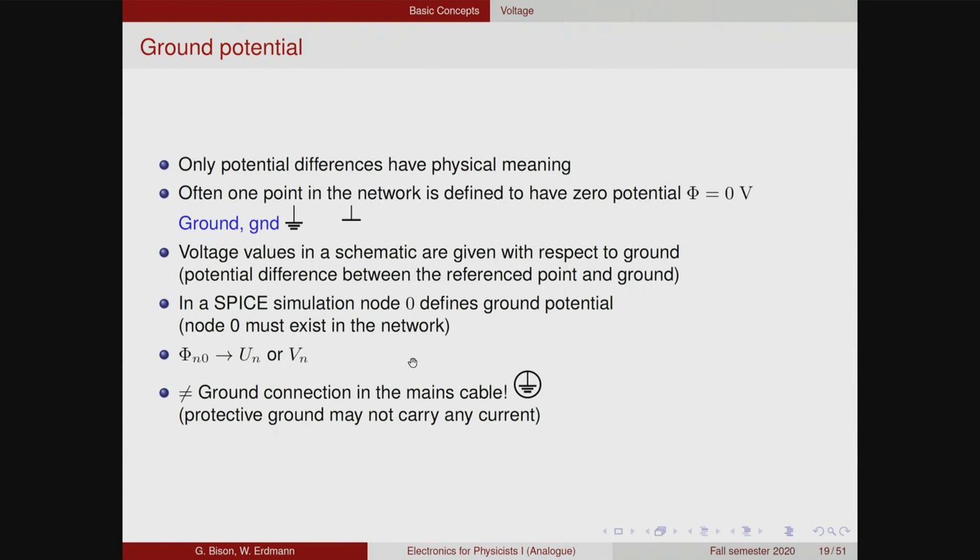The ground that defines 0 potential in a circuit is not necessarily the same thing as the ground connection that you have in the mains connector. The ground in the mains connector is a safety precaution that interrupts the circuit as soon as a current goes through this ground connection. The ground in an electronic scheme can carry any current. And there are circuits where these two are connected at some point, but it's not necessarily the case.